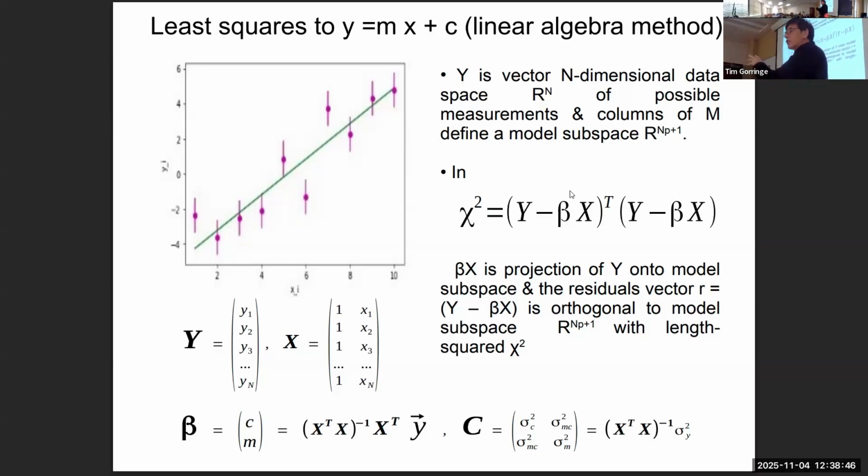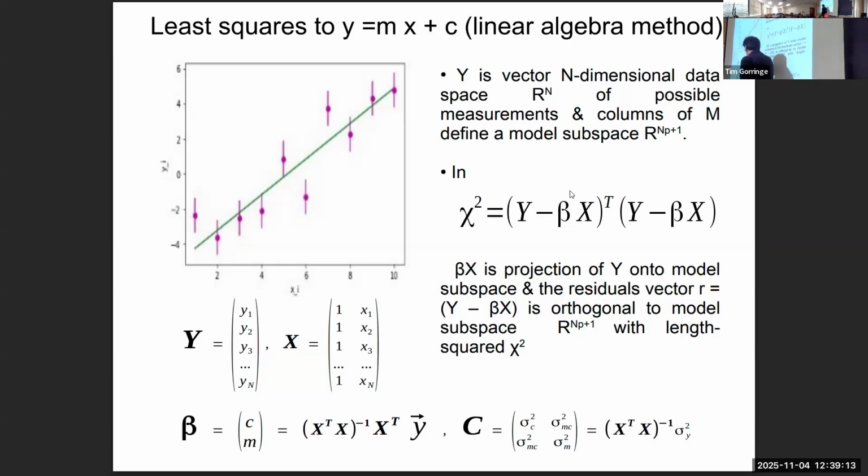You have a model that defines a model space. You try and fit your data vector to your model space. The best fit is the projection onto your model space, and the residuals vector is outside your model space, orthogonal to it. So that's the vector language for what we're doing in the fitting.